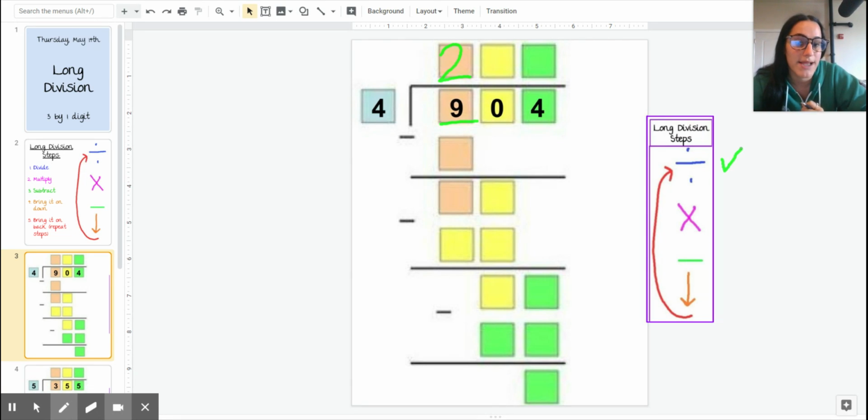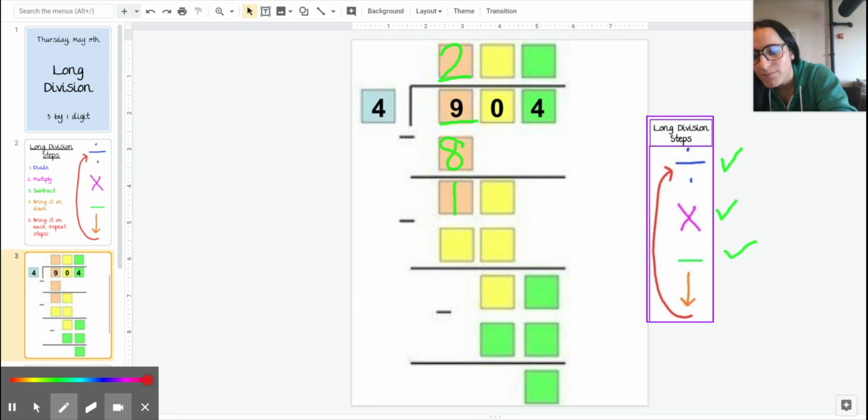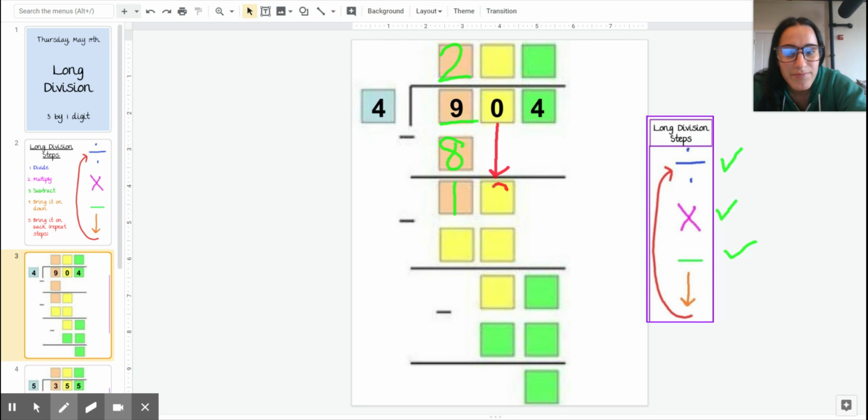So I'm multiplying my divisor, which is 4, by the digit that I just wrote, which is a 2. So 4 times 2 is going to give me 8. Check off that we've multiplied. Next step is to subtract. 9 minus 8 is going to give me 1. Check off that we subtract. And now we need to bring it on down. So we're going to bring our next digit, which is a 0, on down. So now we are working with the number 10.